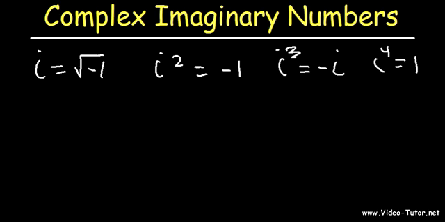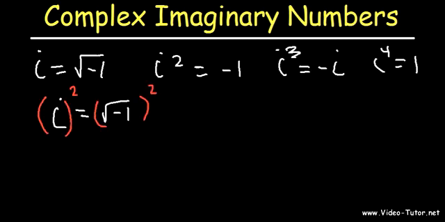So here's why. Let's prove i squared. If i is the square root of -1, if we square both sides, you get i squared on the left. And when you square a radical, the radical disappears because there's a 2 here. That's the index number, so you just get -1.